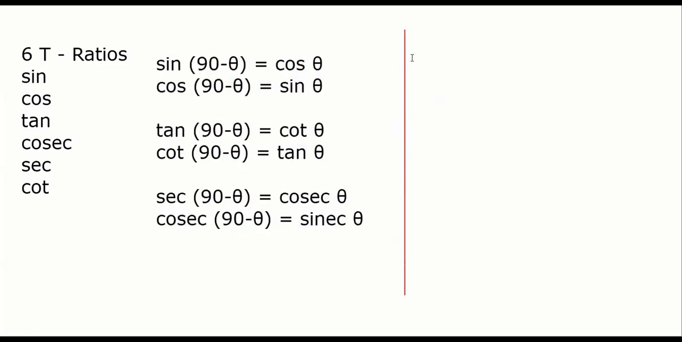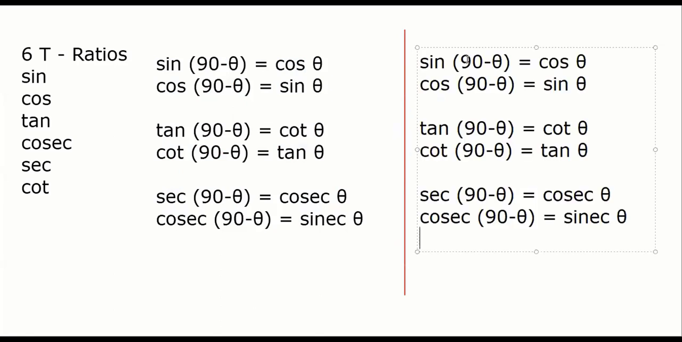If it is 180 instead of 90, what happens is, see in 90, it changes sine to cos, cos to sine. But in 180 it does not change. Sine remains sine, cos remains cos, tan remains tan, cot, everything remains same. So sin 180 minus theta will be sin theta only. Cos will be cos only.